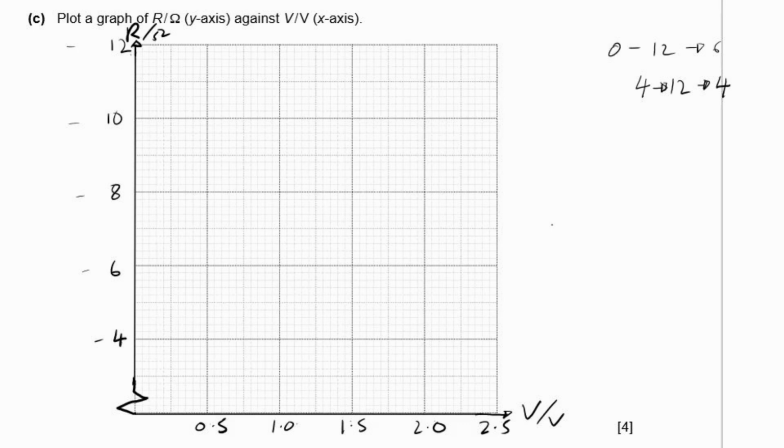Okay, so now we can plot the points that we have and see what that gives us. Here, 1.5 is 8.8.